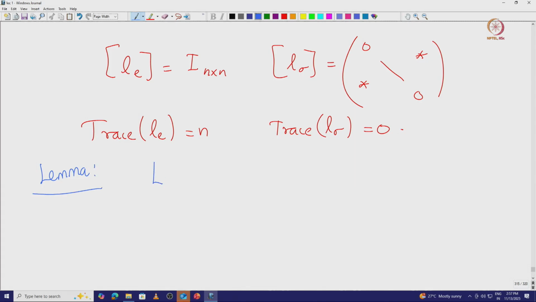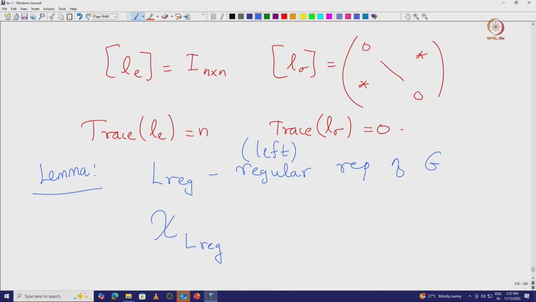If we take this L regular, which is the regular representation of G. This is indeed the left regular representation, but let us call it the regular representation, not a problem. Then if we look at the character of this representation, the character value is going to be exactly n if G is identity, 0 otherwise. So, we have a very explicit description of the character.